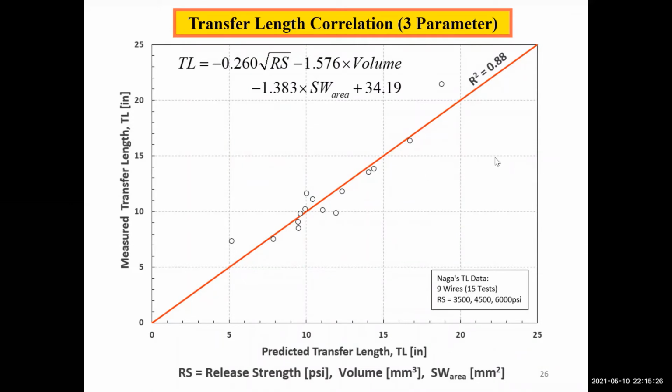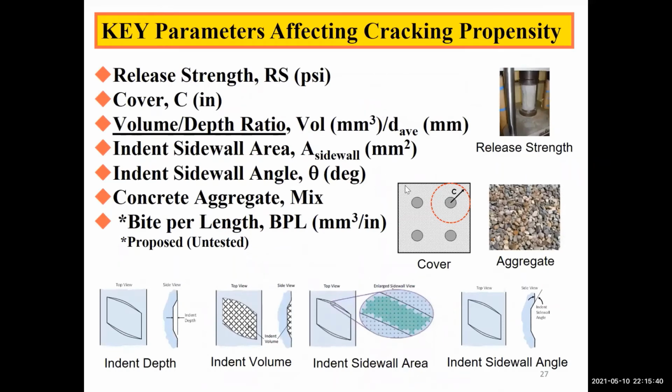And what you see here is the result of the correlation. It has a coefficient of determination pretty close to 0.9, 0.88 anyway, indicating that there's a very strong correlation of the geometrical indent parameters and the transfer length.